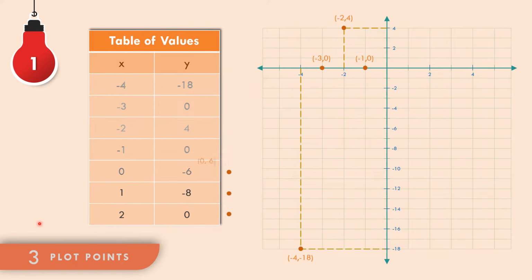0, negative 6, that is y-axis. 1, negative 8, so that is quadrant 4. 2, positive 0, that is within the x-axis.